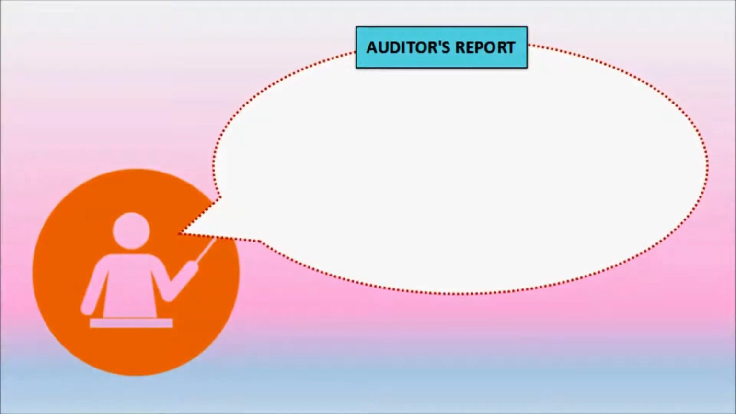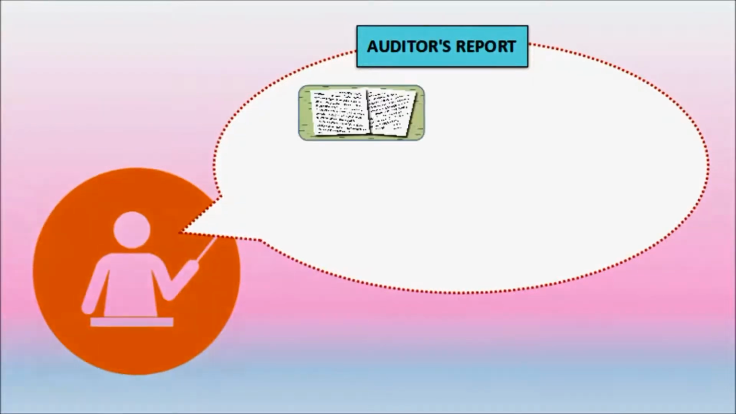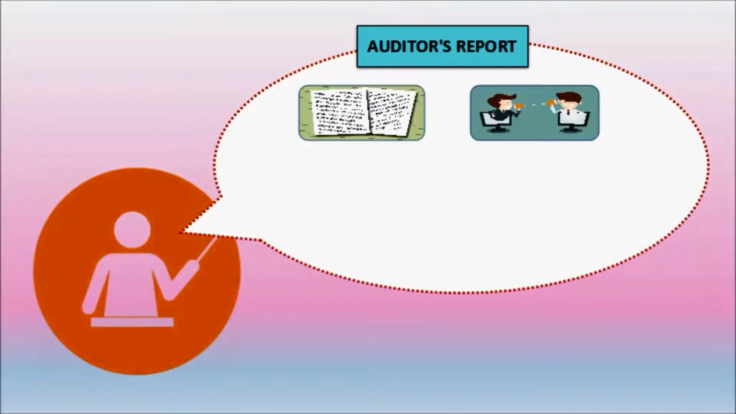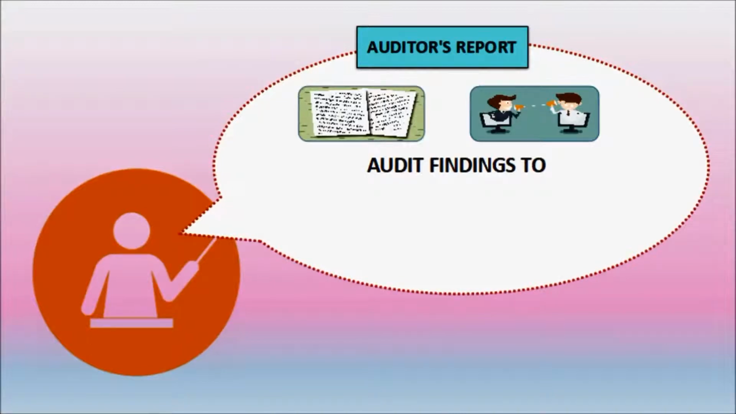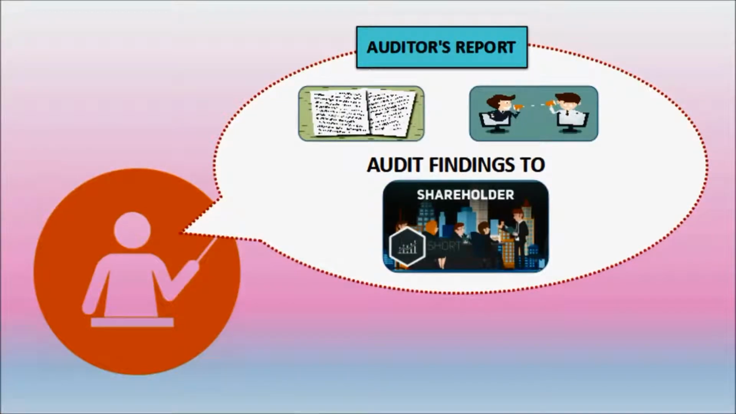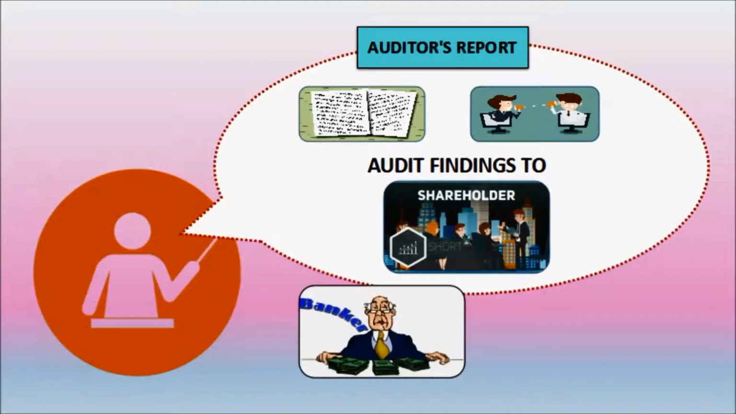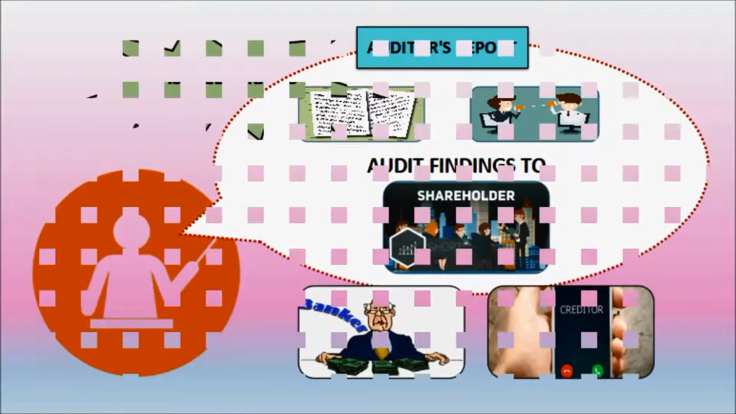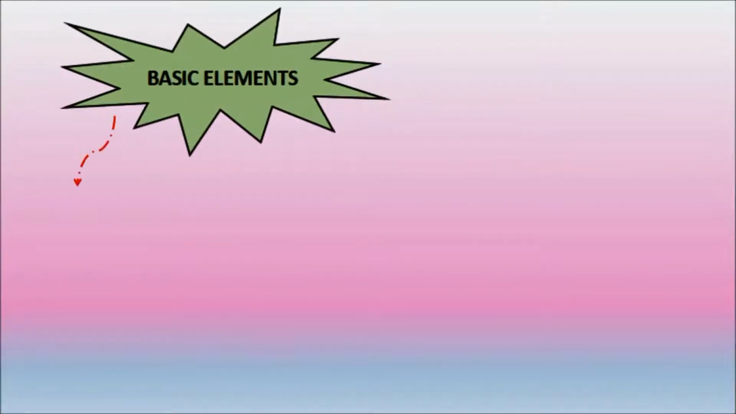Auditor report is the final stage in the entire process. It is a written communication of audit findings to its shareholders. It may also be used by bankers and creditors. Next, I will talk about the basic elements that should be in an auditor report.